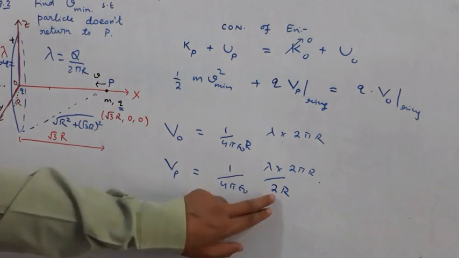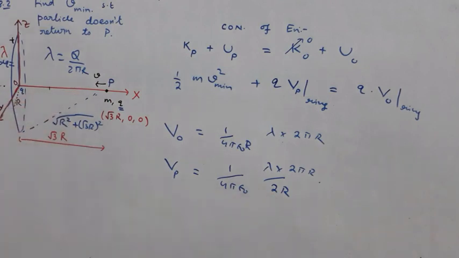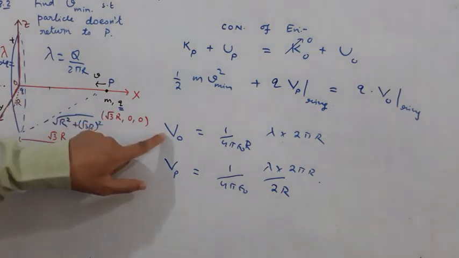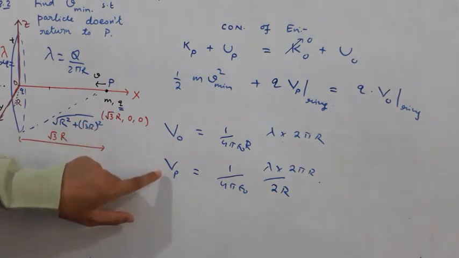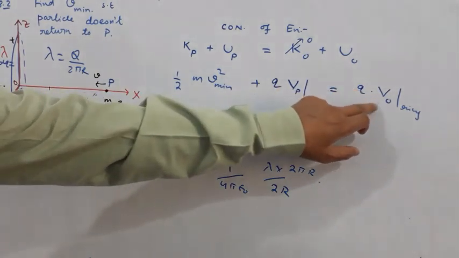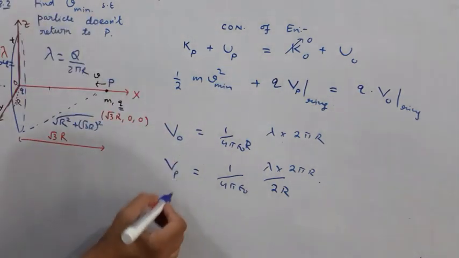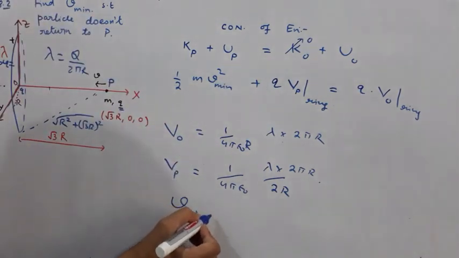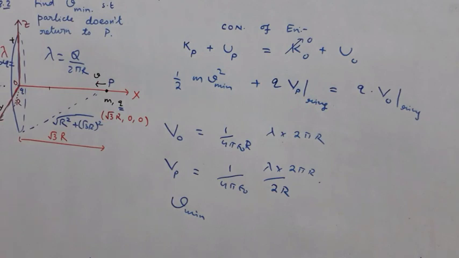Is this clear? How did we get 2r, students? That is just this particular distance. So we have got V0, we have got Vp. Put these values of V0 and Vp in this particular equation and solve it for V minimum. This is the method. You can easily get this particular answer.